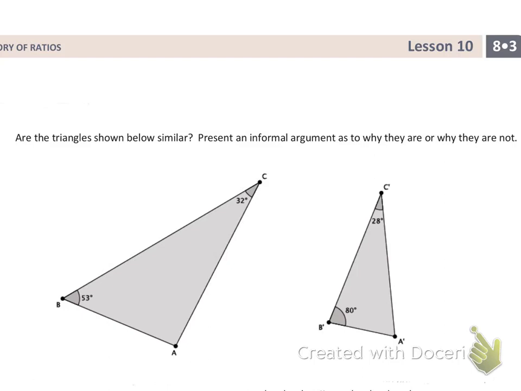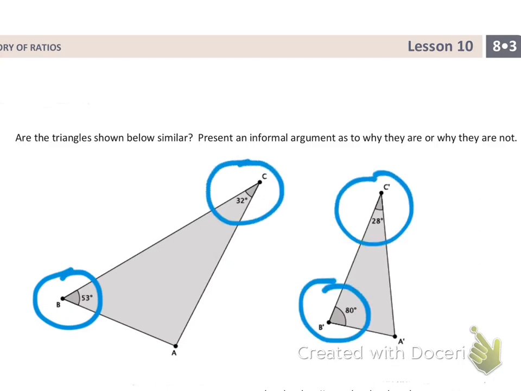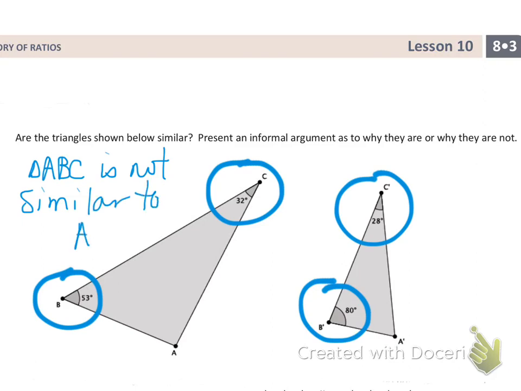So in this case, I have two angles noted in both triangles, and none of them are equal. So I would say that the triangles are not similar. Triangle ABC is not similar to triangle A prime, B prime, C prime. And the reason for that is there are not two corresponding angles that are congruent or that are equal in measure. So therefore, I can't possibly have a similar triangle situation.